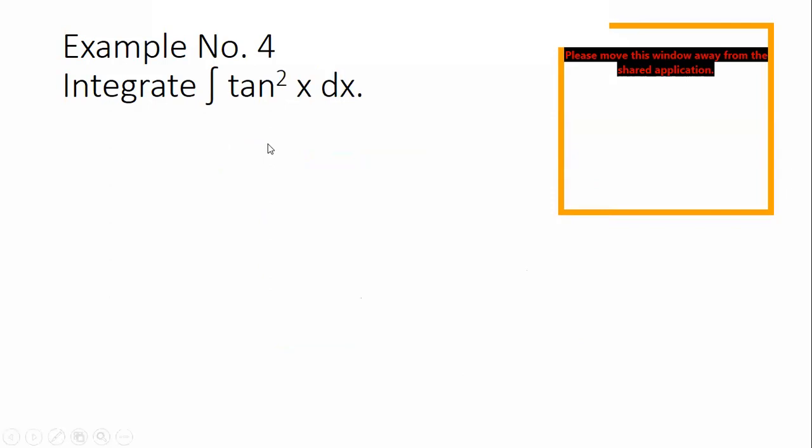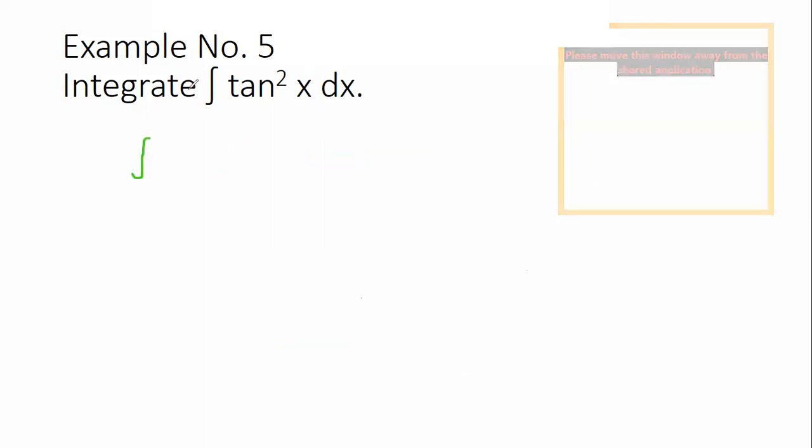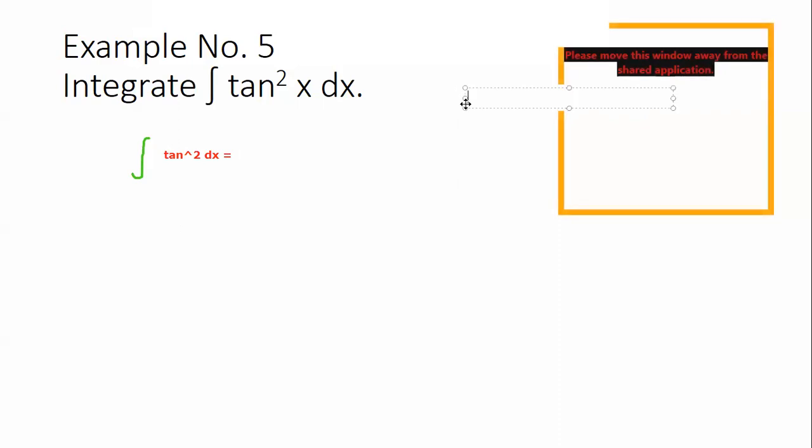Okay, for this one, you're going to integrate tangent squared x. So we're going to use trigonometric identities. I'm going to rewrite the function. Let's derive the formula that we're going to use.